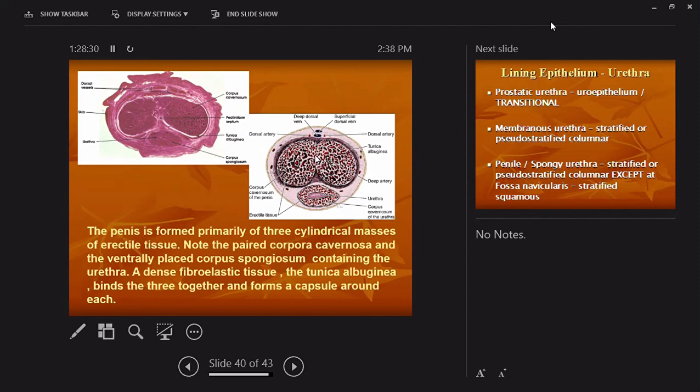A dense fibroelastic tissue, the tunica albuginea. Okay, again, here you have your tunica albuginea. Take note of your testes. It binds the 3 together and forms a capsule around it. So the scrotum, this is now a continuation of the tunica albuginea in your scrotum. Binds the 3 together and forms a capsule around it.